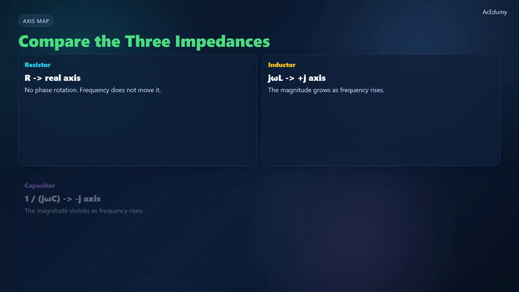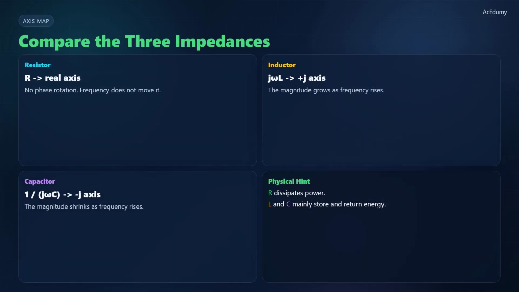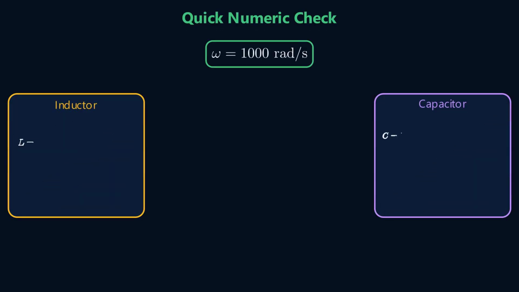Now compare the three. Resistance sits on the real axis. Inductive reactance points upward on the imaginary axis. Capacitive reactance points downward. The resistor dissipates power, while the inductor and capacitor mainly store and return energy. Frequency does not move R, but it pushes the magnitude of Z sub L up and pulls the magnitude of Z sub C down.